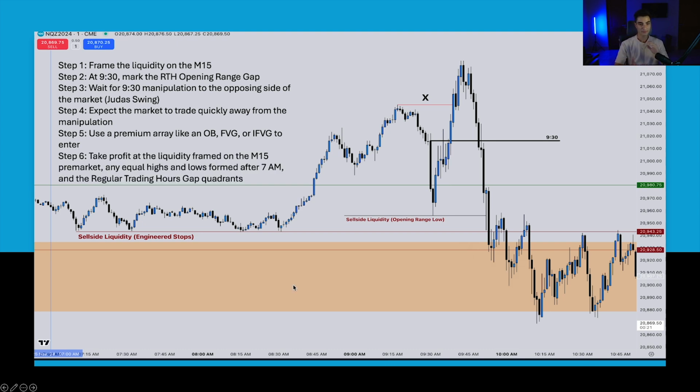And then for step six, you want to take profit at the liquidity framed on the 15-minute pre-market. Any equal highs or lows that formed after 7 a.m., that's going to be here. And then the regular trading hours gap quadrants, right? The gap higher as it's running down into that. Those are all levels that you want to take partials at or take profit as the market's running in your favor.